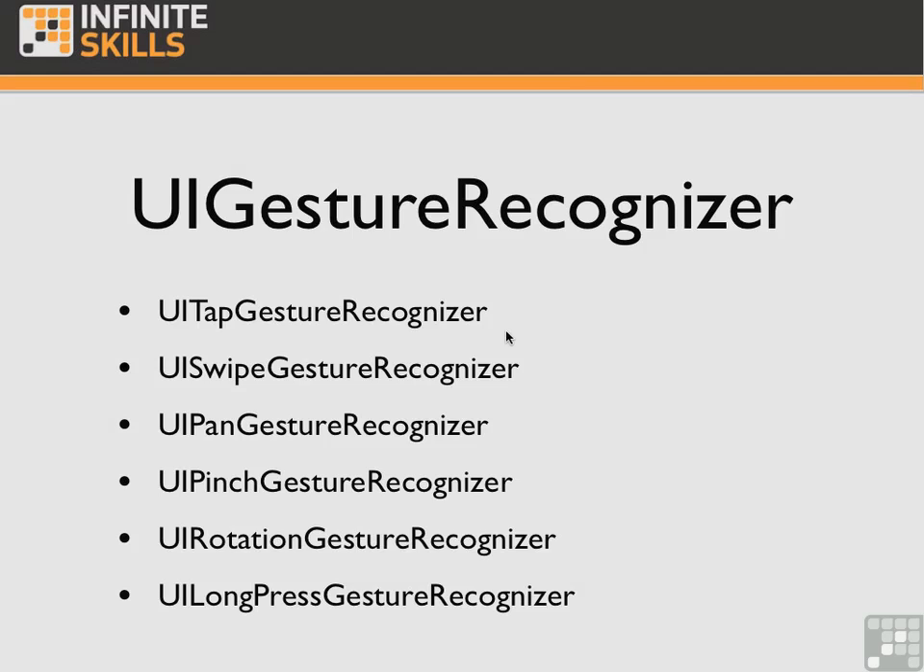The UI Pan Gesture Recognizer looks for panning or dragging gestures. The user has to be pressing one or more fingers on a view while they pan. Now, your subclass could implement the action method for this gesture recognizer and can ask it for the current translation and the velocity of the gesture.